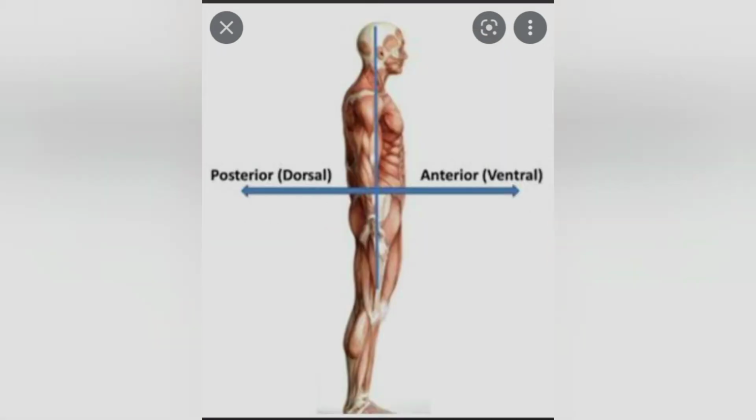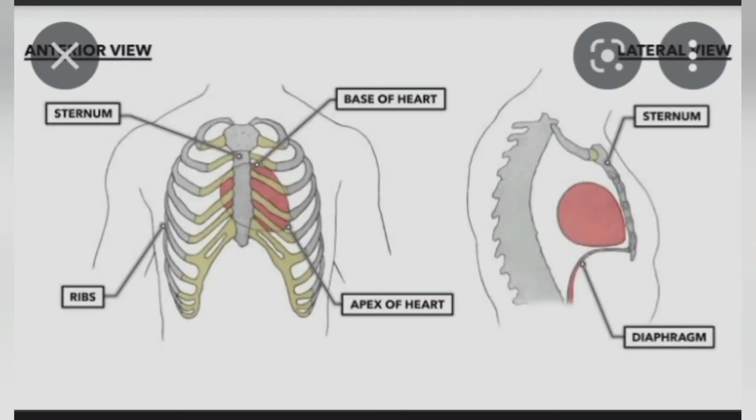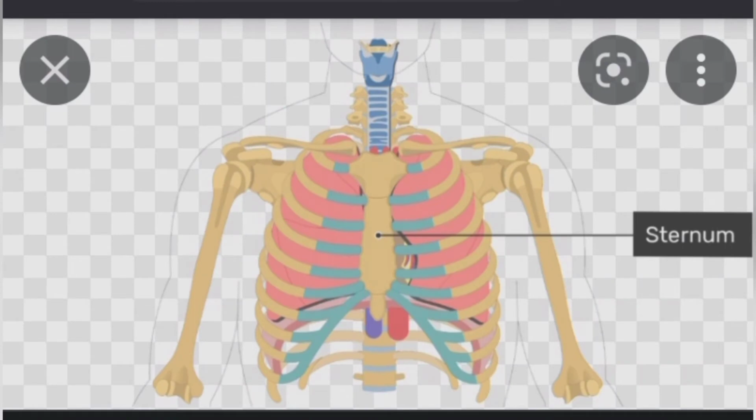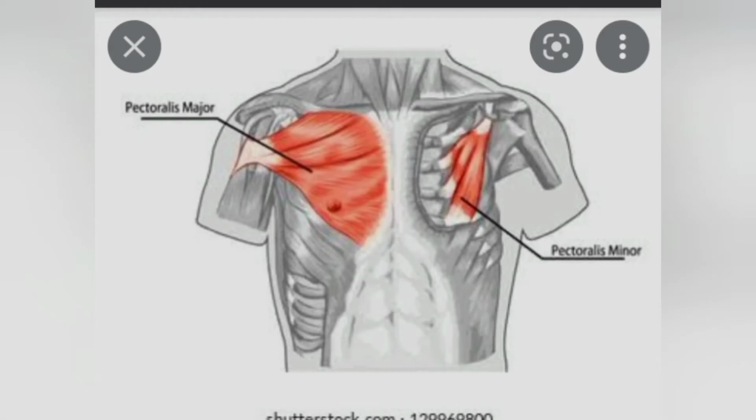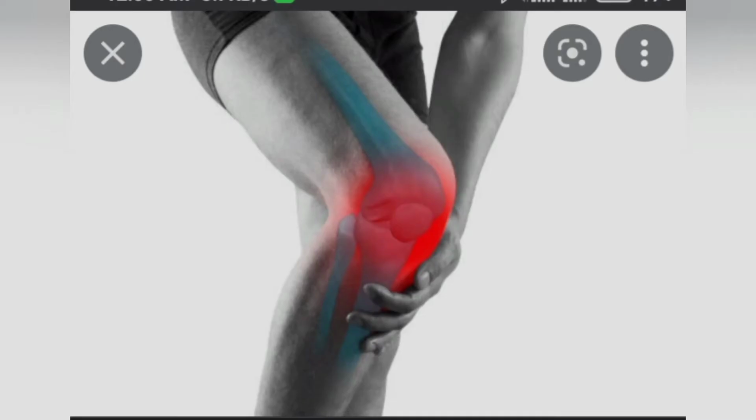Anterior and posterior. Anterior refers to the front, and posterior refers to the back. Putting this in context, the heart is posterior to the sternum because it lies behind it. Equally, the sternum is anterior to the heart because it lies in front of it. Examples. Pectoralis major lies anterior to pectoralis minor. The triceps are posterior to biceps brachii. The patella is located anteriorly in the lower limb.